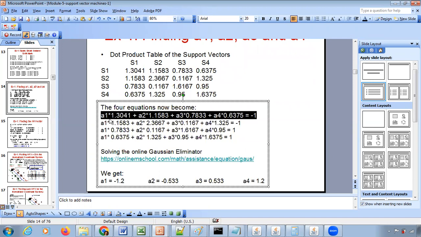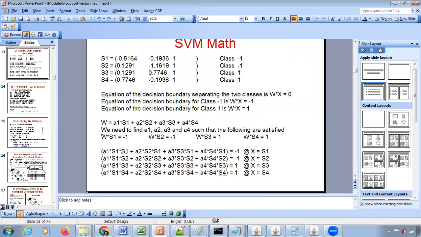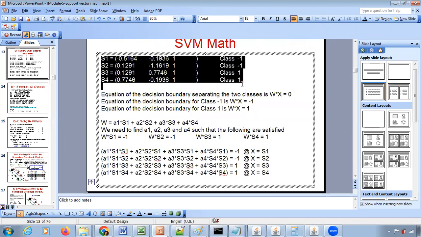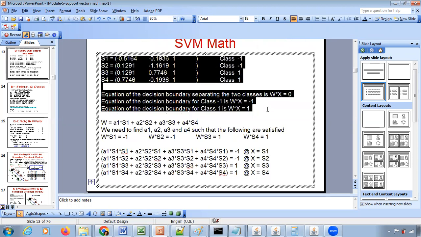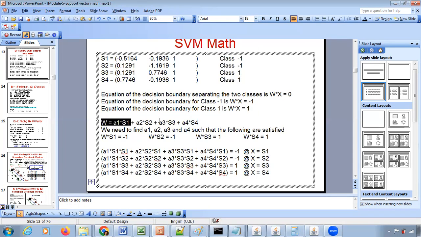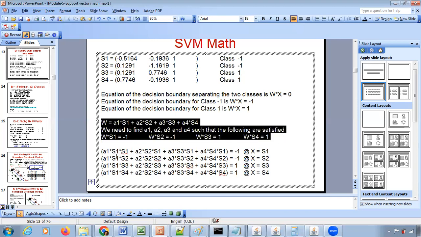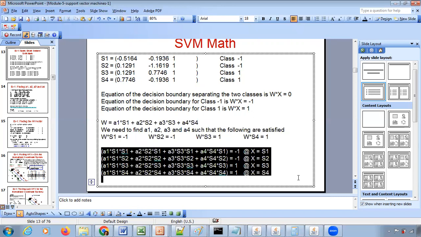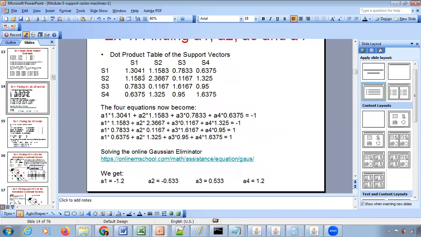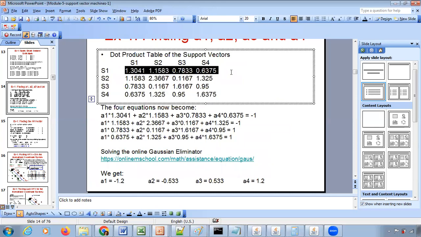So for exam purposes, you can just write down the support vectors and these equations, and you can say what your W is. You can write this if you want to, but you don't really need this step. Instead, you can just find the dot product table, and the first equation is going to be associated with S1 involving the row values.